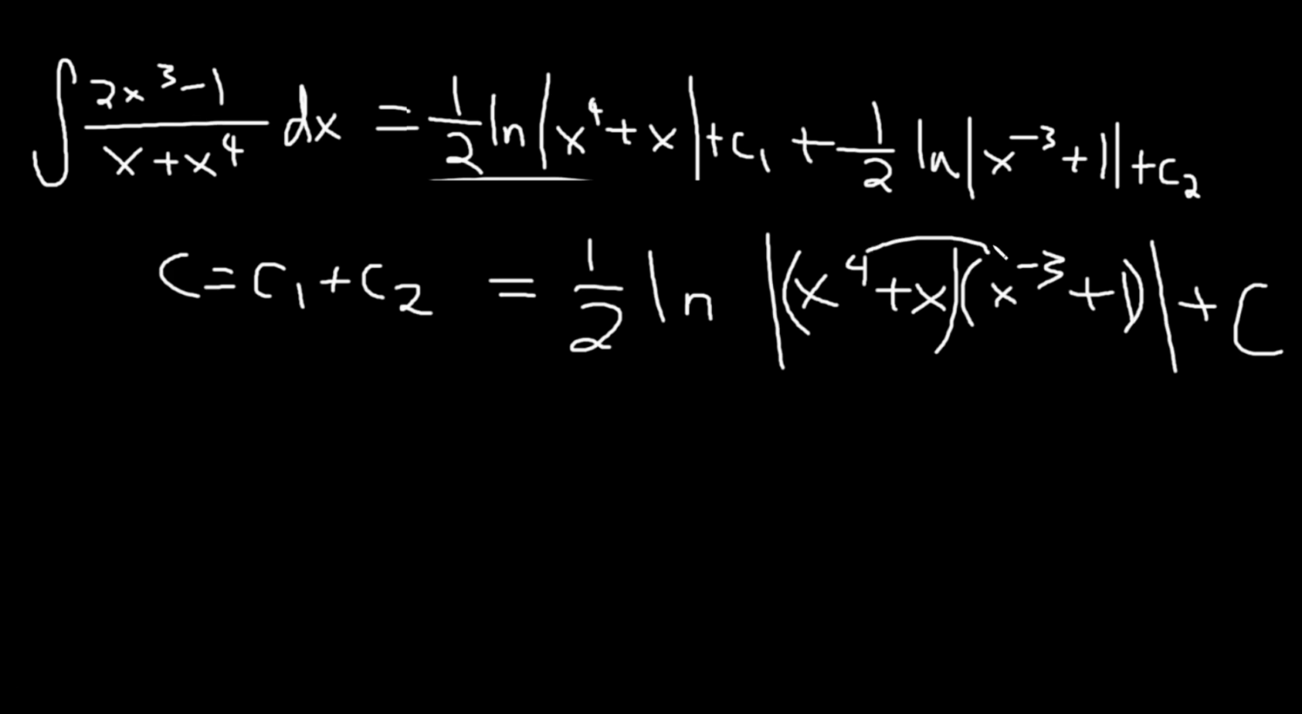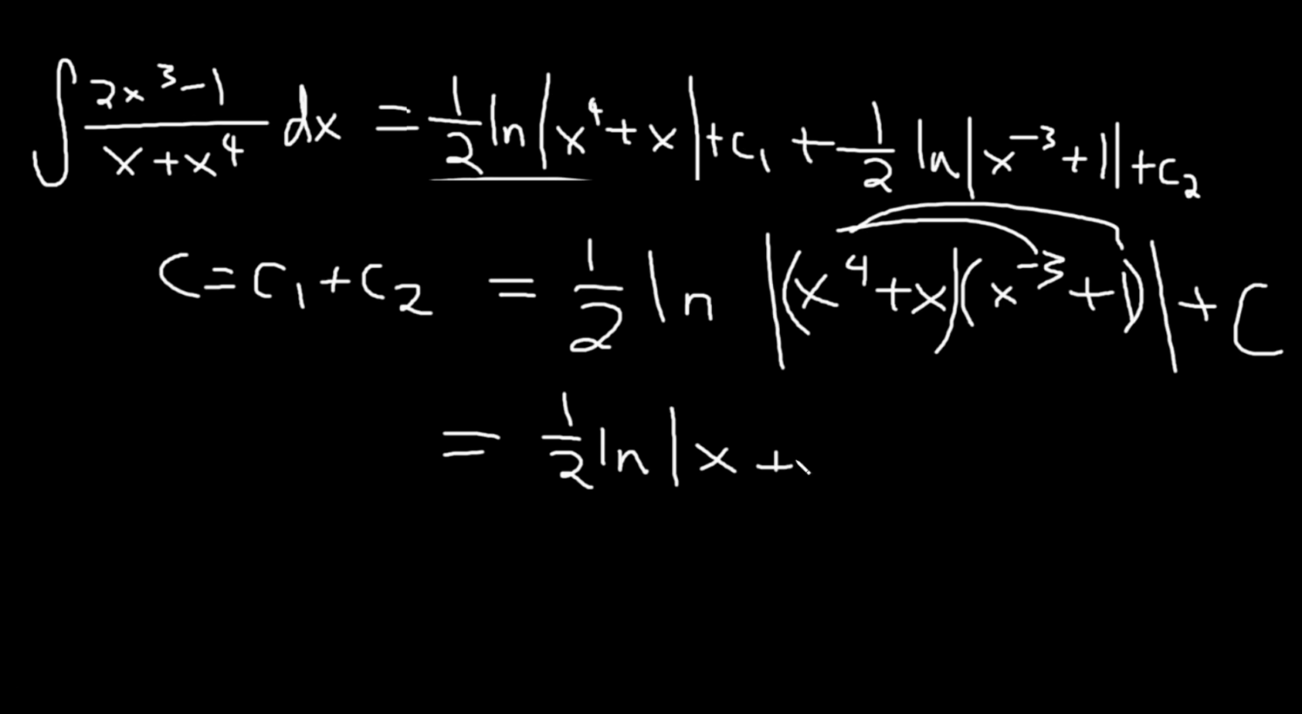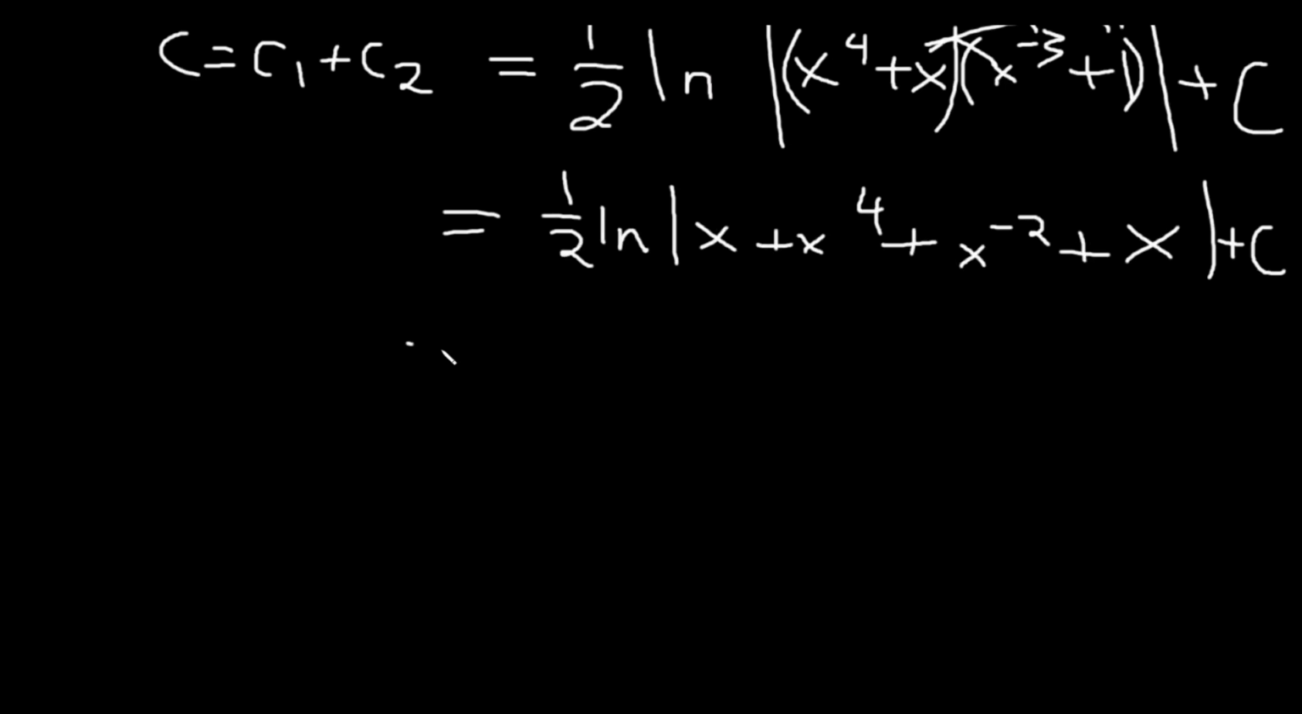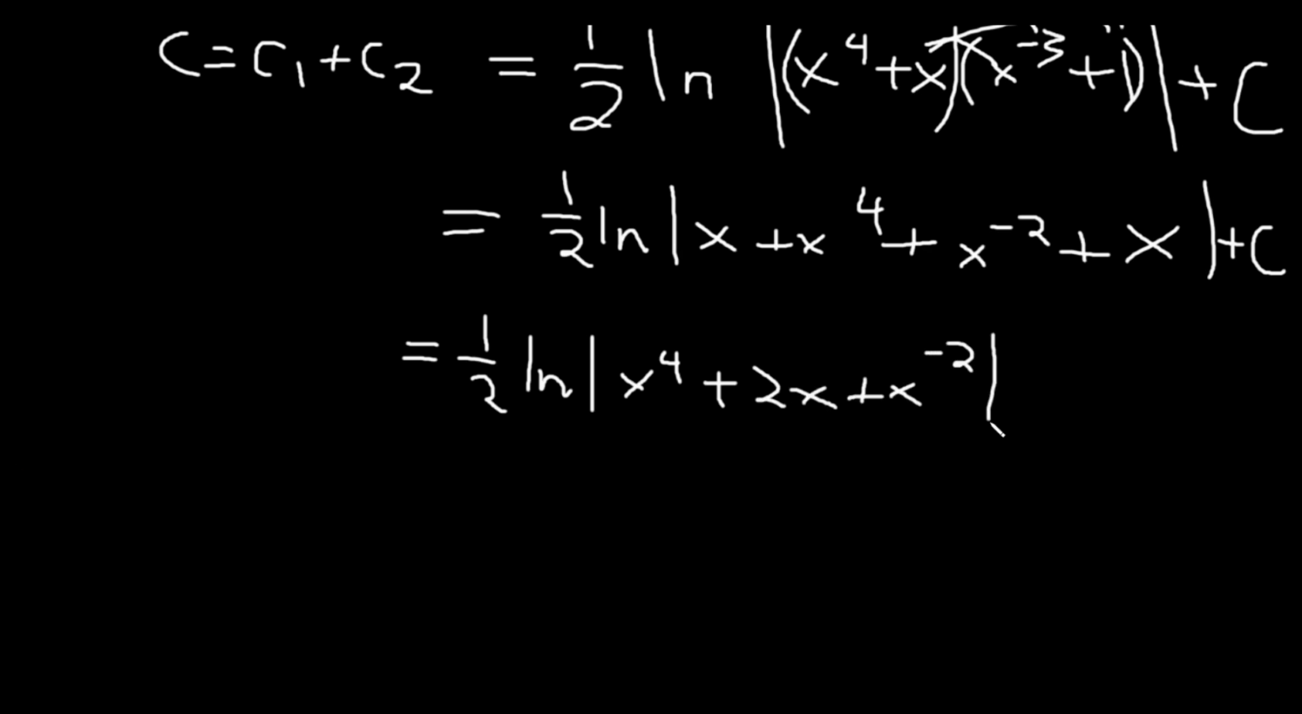And we can distribute these terms into the inside and get 1/2 times natural log of absolute value of x to the 4th power plus x to the negative 2nd power plus x plus c. Now if we combine like terms, then we get 1/2 times natural log of absolute value of x to the 4th power plus 2x plus x to the negative 2nd power plus c.